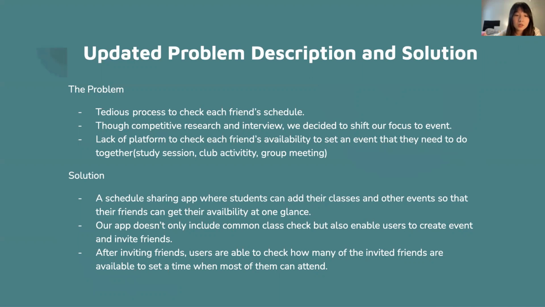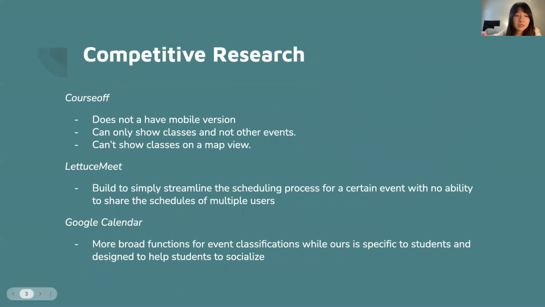As a result, in this sprint, besides the schedule sharing app that enables students to check friends' classes, we also added a creating events function that enables students to invite friends. After inviting friends, users are able to check how many of the invited friends are available to set a time when most of them can attend. For our competitive research, we checked several similar apps and determined there were gaps in mobile availability, overall schedule sharing for multiple users, and event classification and socialization.